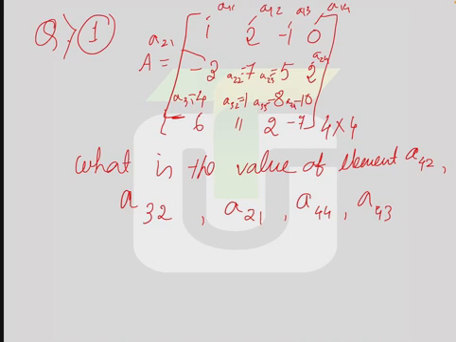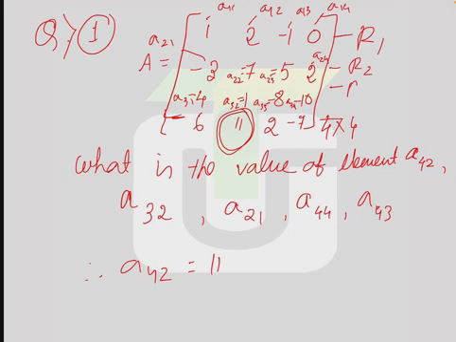So what do we have to find? A42, right? And which element is A42? Row 4, column 2. That means this one, row 4 and column 2. So this one. Okay. That means you can write A42 is equal to 11. Right? Next one is what? A32. 32 means row 3. This is R1, this is R2, this is R3, this is R4. So row 3, column 2. So this one, A32 is equal to 1.